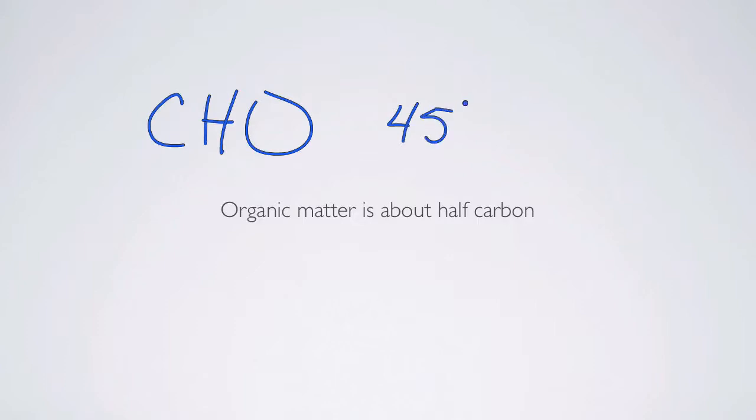Now, about half of organic matter is carbon. If you look at the typical formula for a carbohydrate, it's one atom of carbon, one atom of hydrogen, one atom of oxygen. And in general, about half of the mass of organic matter is carbon. Sometimes you'll see 45% used, somewhere on that order, but in general, half is a good number to remember.